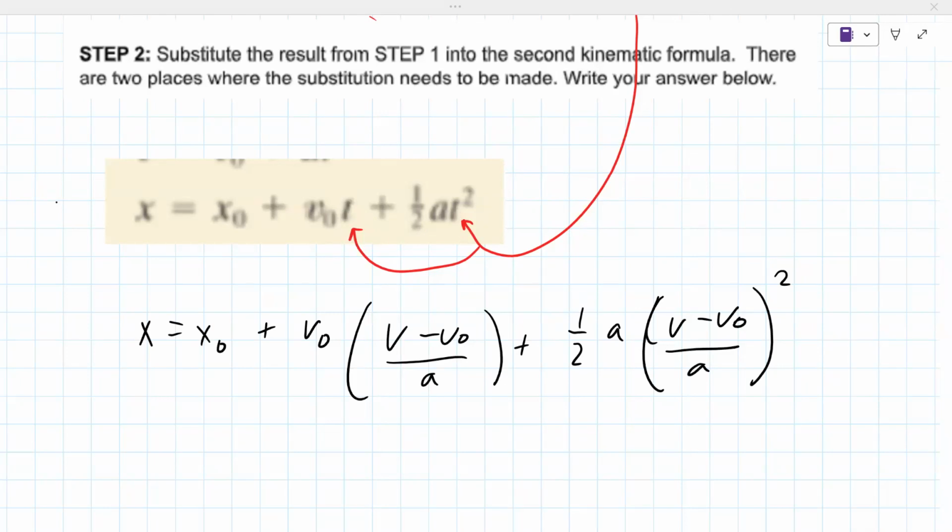And believe it or not, that's everything for step two. So a lot of writing. There's going to be a lot of writing coming up, but it's doable. Okay, cool.